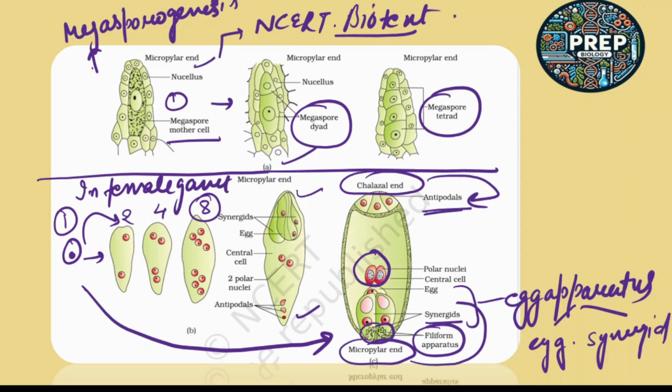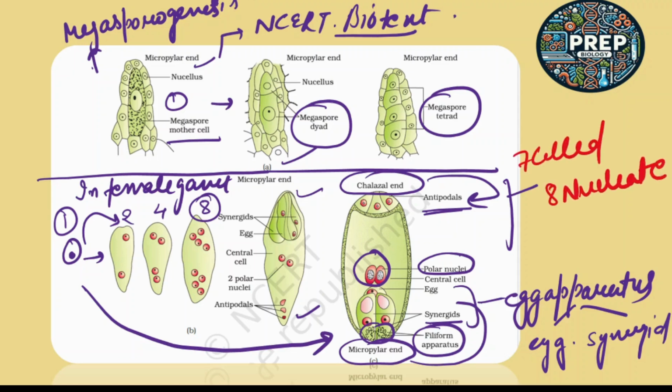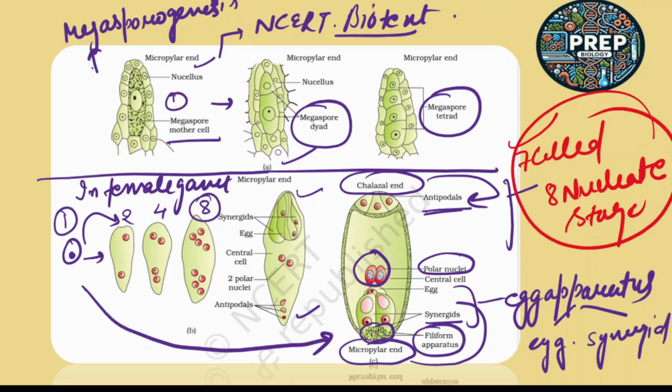Now in the middle we have the central cell. The central cell contains the two polar nuclei. That stage is called the seven-celled, eight-nucleate stage. So this is all about the megasporogenesis process and the development of the mature embryo sac, that is the female gametophyte.